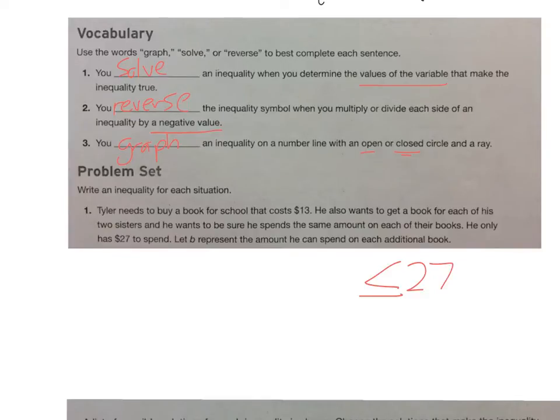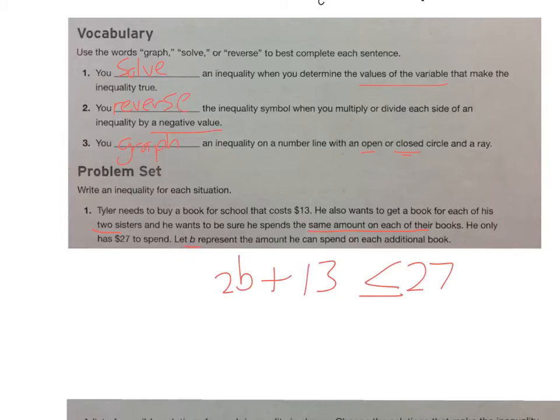Then we know that he already has 13, so he's already spent 13. So 13 of those dollars would already be spent, plus the amount he spends on the additional books, and it says B is going to represent those, but he needs to get one for each of his 2 sisters. So 2 sisters, and he's going to spend the same amount on each of their books. So it's going to be 2 times B. 2B plus 13 needs to be less than, or it can be equal to 27.